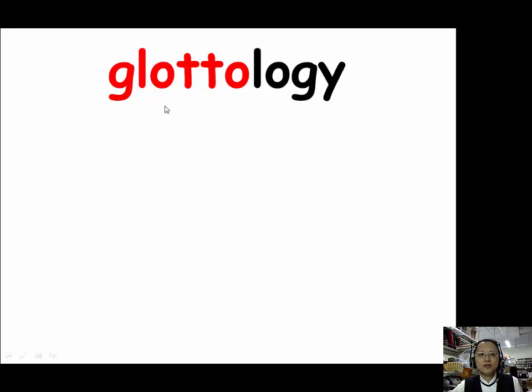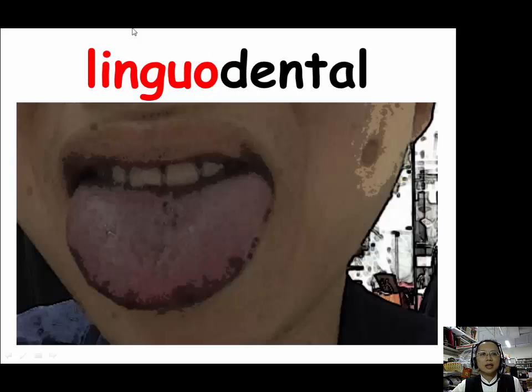And our example for glotto is glottology. Glottology is the science or knowledge regarding the tongue. And our example for linguo, L-I-N-G-U-O, is linguodental. Linguodental is referring to things that are related to the tongue, that's linguo, and the teeth, that's dental.